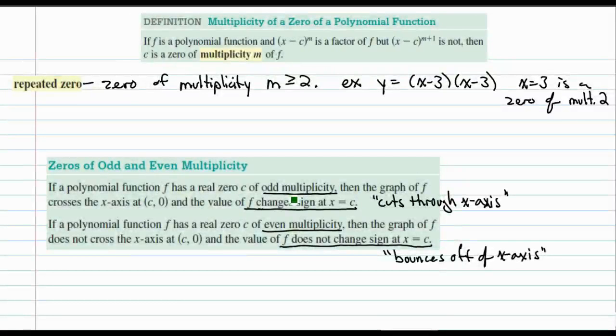This is the screencast for section 2.3, example 6. So to start us off here, we've got some definitions we need to look over.